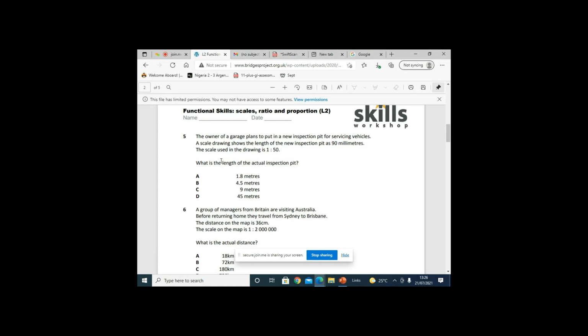So the length of the actual inspection pit. What's the length in actual one here? Is it 1 to 50 centimeters? Is that the 50 scale? Yeah. 1 centimeter to 50 centimeters. So when you look at it, what if I say now change it to meters.